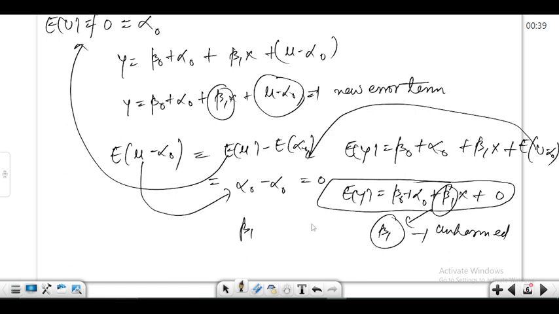So what has really changed here is that your intercept has changed. It has increased by alpha naught. Graphically, if I draw this, the slope of the line will not change, only it will shift a little upwards or downwards depending upon the value of alpha naught. That is what has happened here, right?